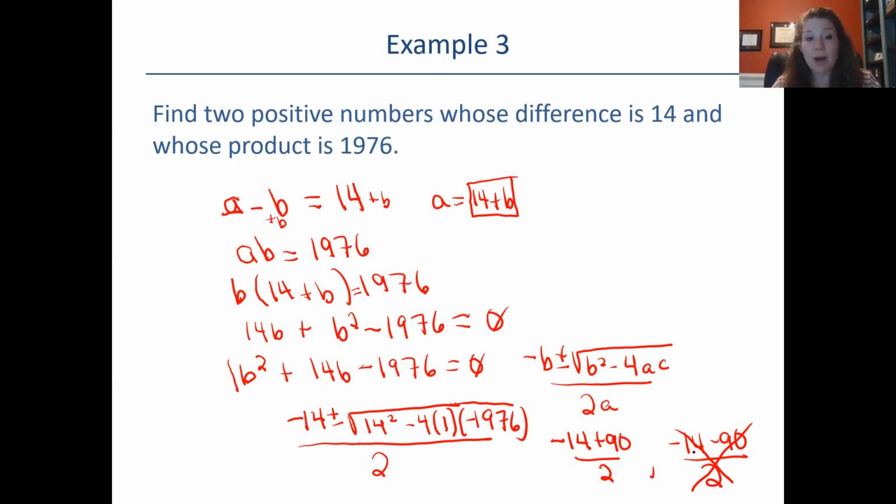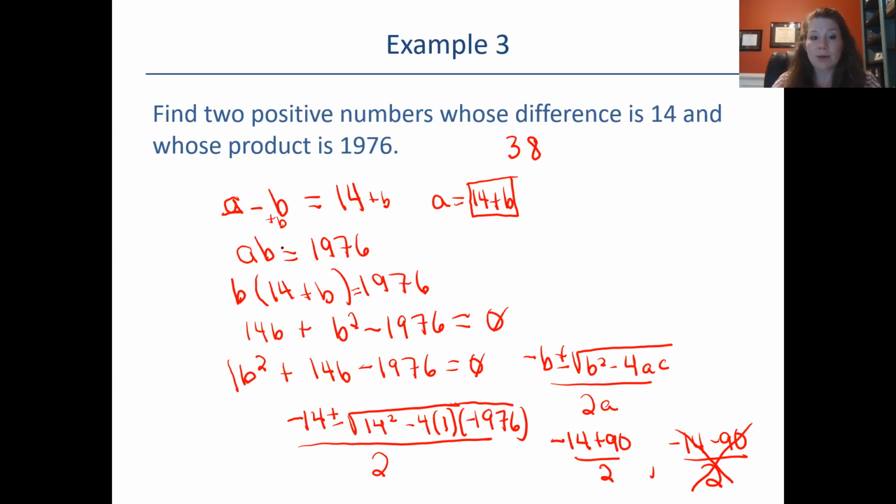But in word problems, we can't have negative numbers. If you go back and look at the problem, it says to find 2 positive numbers. So we're just worried about negative 14 plus 90, and then divide that by 2, and we get 38. So one of our numbers is 38. Is that A or B? It's probably A, but how are we going to figure it out?